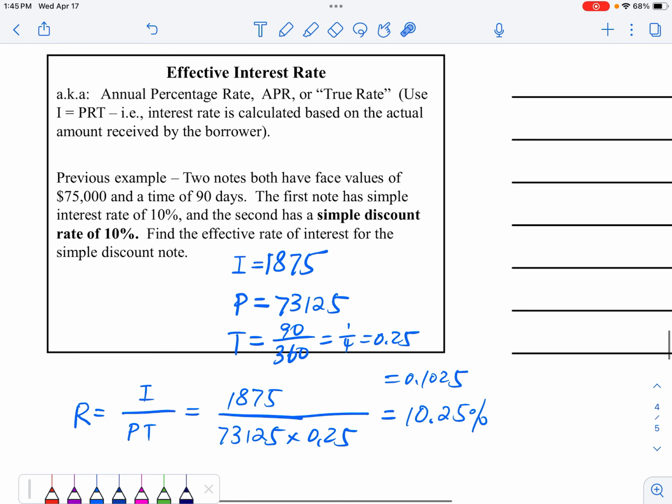In the future, when you have to borrow a loan and the bank offers a simple discount note, this is how you can figure out the real percent APR, the real APR, which is called the effective interest rate. All right, this is it for this particular section.